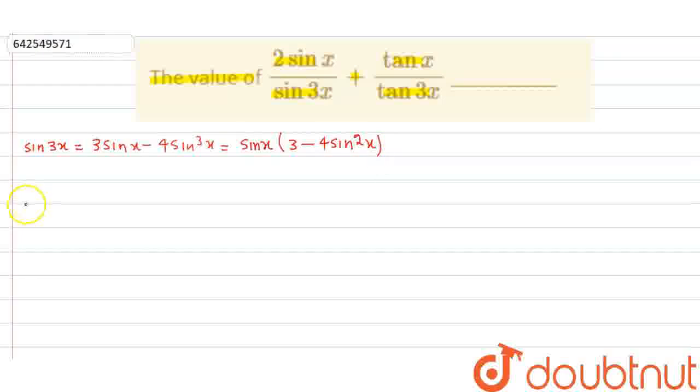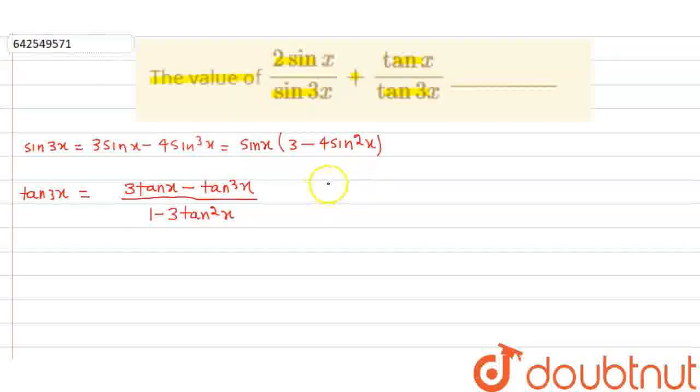Okay, similarly, this tan 3x can be given as 3 tan x minus tan cube x upon 1 minus 3 tan square x. Okay, now substitute this value in the quotient, so that will be what?